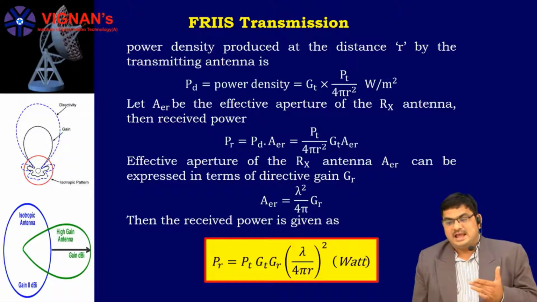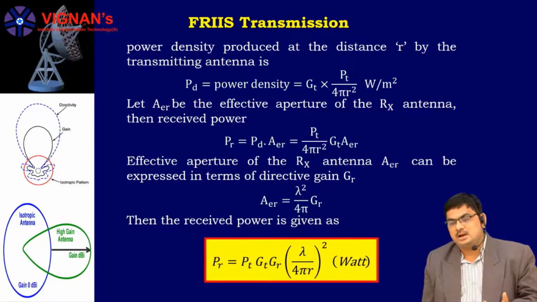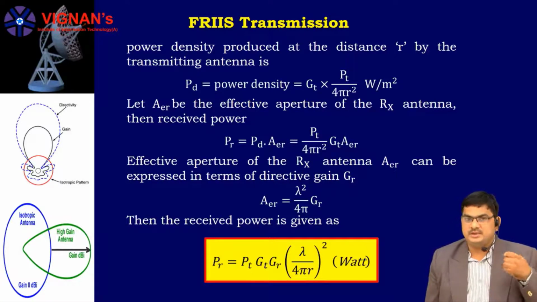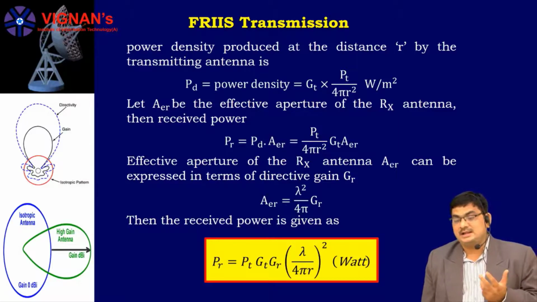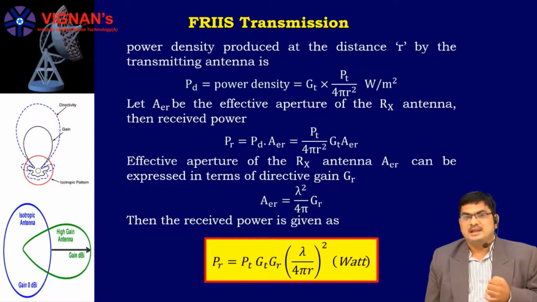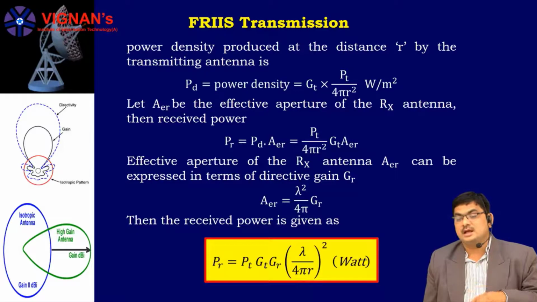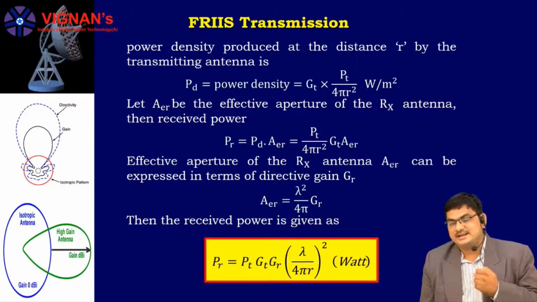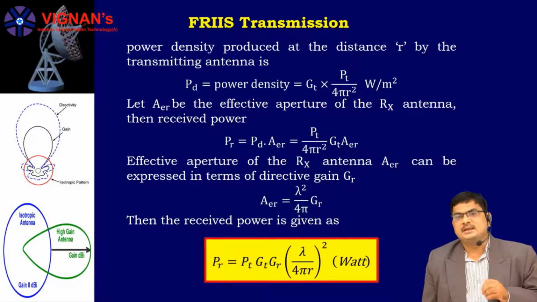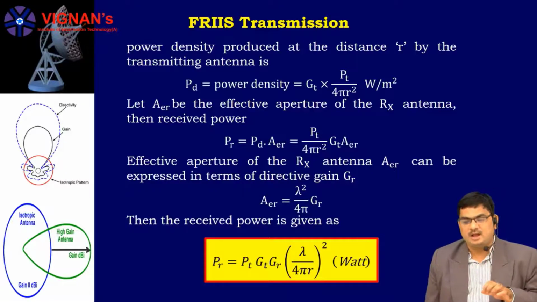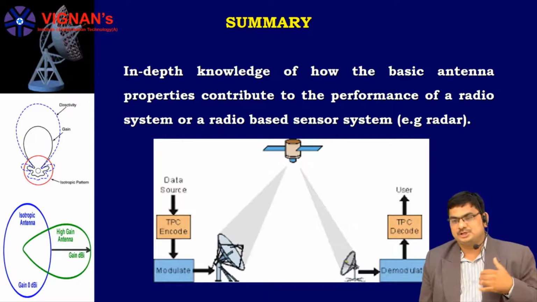We know that the effective aperture of the receiving antenna, AER, can be represented in terms of directivity and gain. So AER is equal to lambda square by 4 pi into GR. If you substitute the AER value in the above received power equation, then we get PR is equal to PT GT GR into lambda by 4 pi whole square. So this is the Friis transmission formula to get the received power in terms of effective aperture.